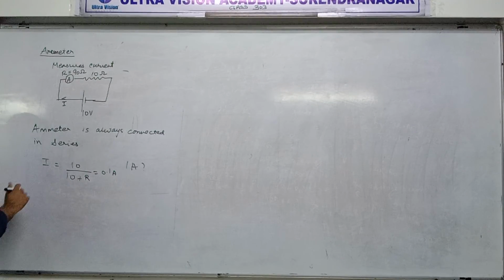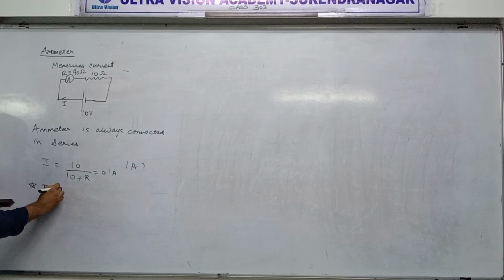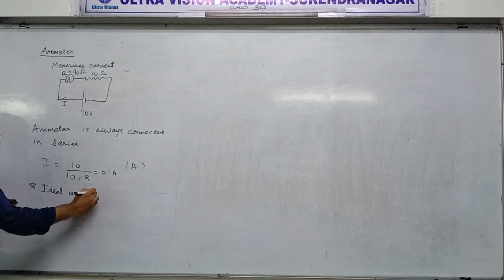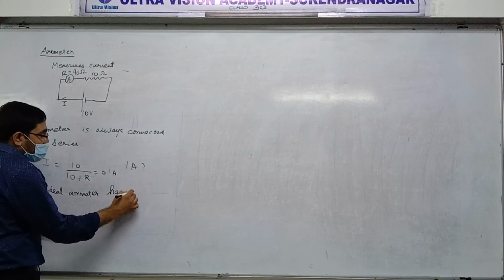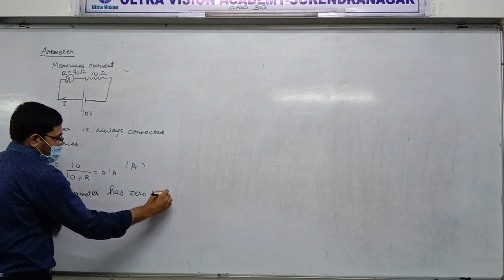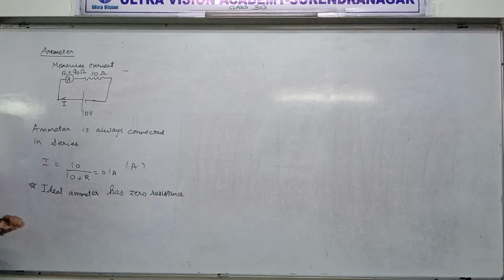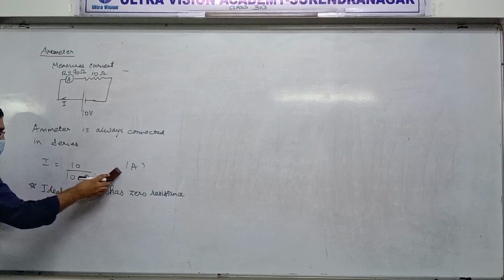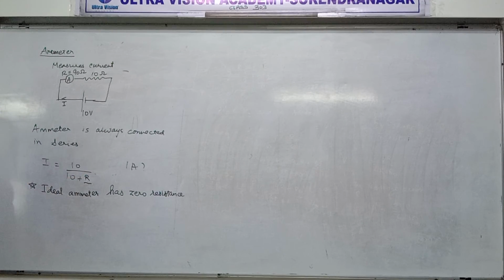So that brings us to this sentence: ideal ammeter. Of course, an ideal ammeter has zero resistance. Did you understand? Suppose this R is 0, so the error is gone. Did you get that? If the value of R is 0, then there would be no error whatsoever. But is it possible to have an ammeter with zero resistance? Yes or no? No, that's right.